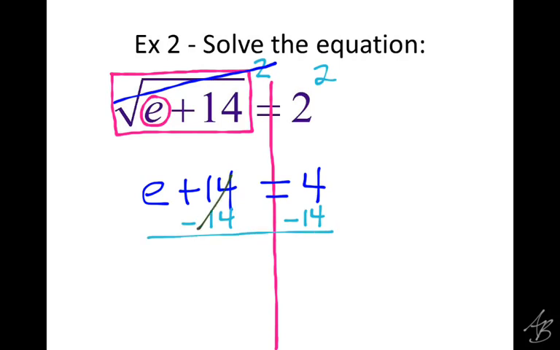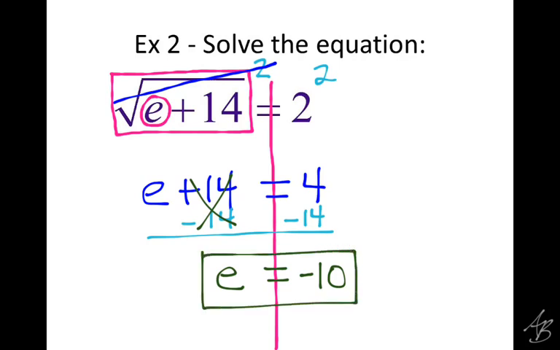Alright, so on the left, those 14s cancel, leaving e all by itself. On the right side, 4 minus 14 is negative 10. So we take 14 minus 4, which is 10, and then the answer is negative because the bigger number is negative. Alright, next example.